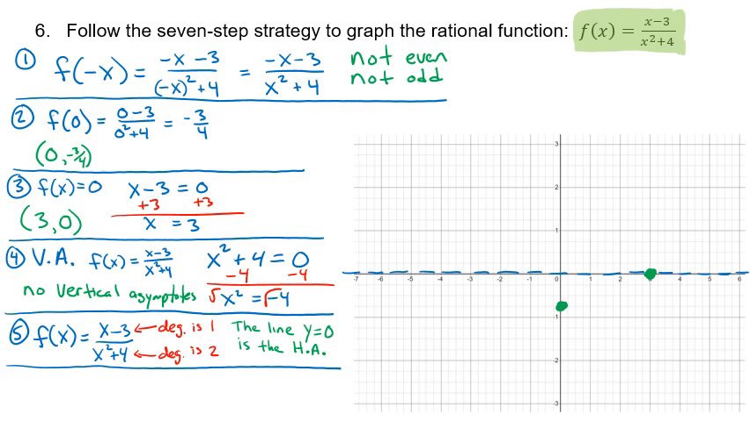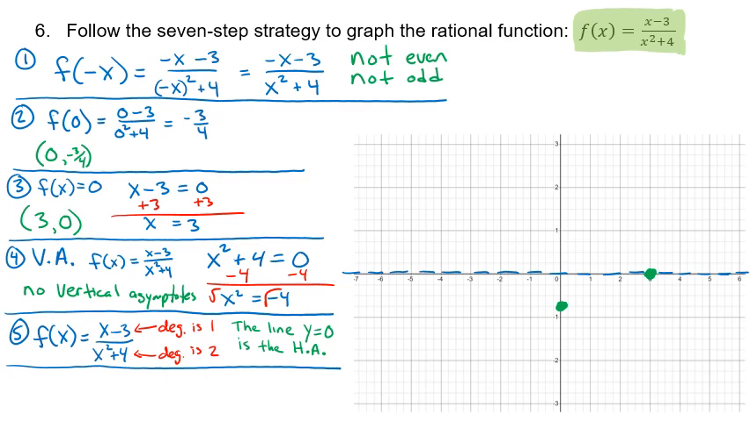A vertical asymptote is a label that says this is where the graph is undefined. A horizontal asymptote is also a label. It's a label of the end behavior. It's saying this is what the function values do as the x values get really, really big, in the positive direction or really big in the negative direction.